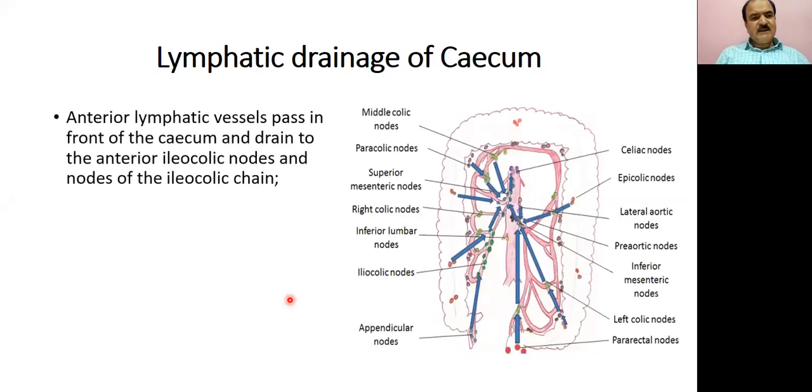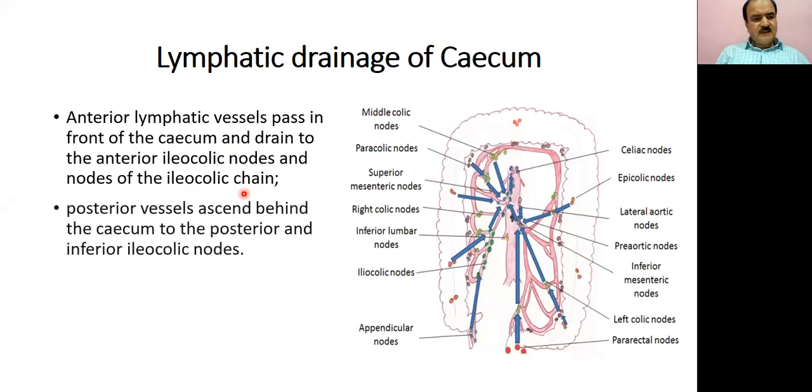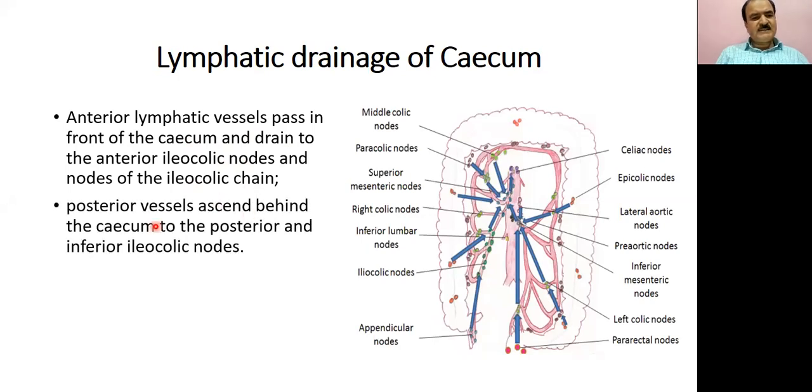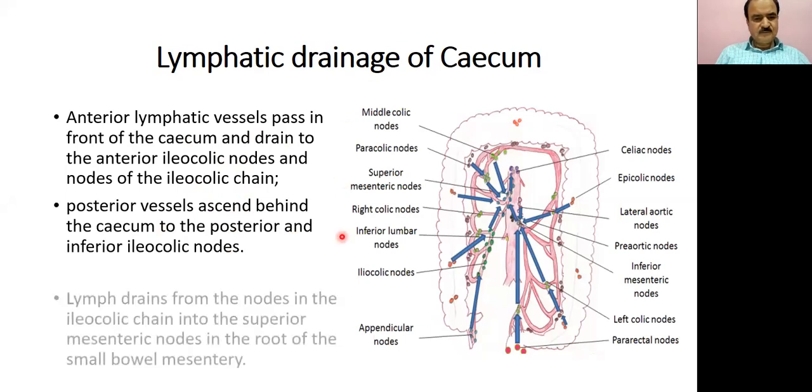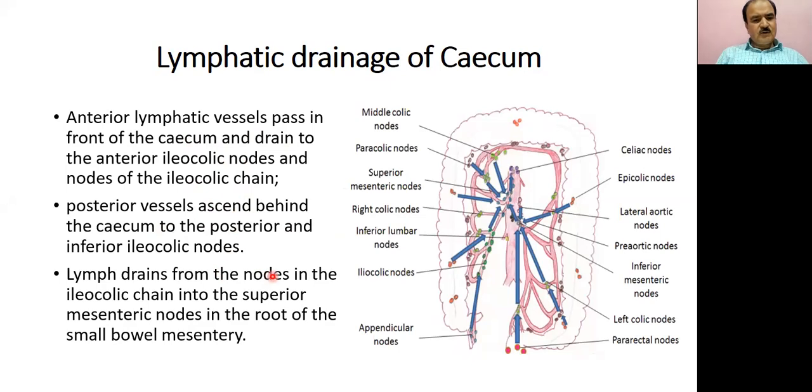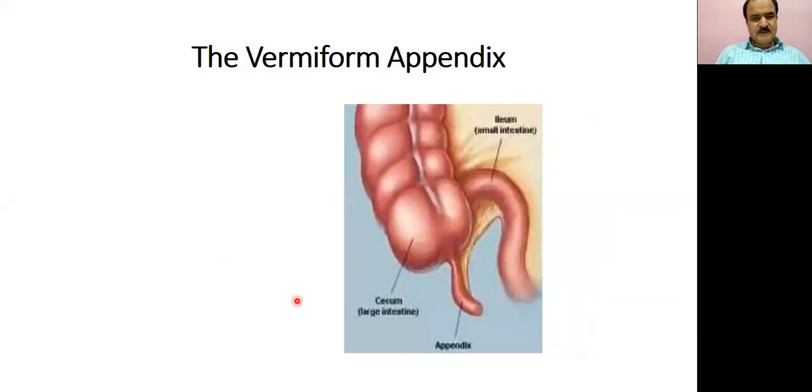Lymphatic drainage of the cecum. The anterior lymphatic vessels pass in front of the cecum and drain to the anterior ileocolic nodes and nodes of the ileocolic chain. The posterior vessels ascend behind the cecum to the posterior and the inferior colic nodes. Lymph drains from the nodes in the ileocolic chain into the superior mesenteric nodes in the root of the mesentery. Coming to the vermiform appendix.